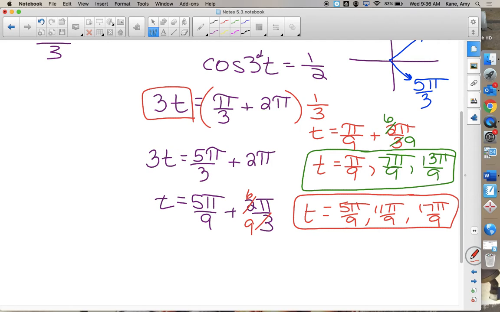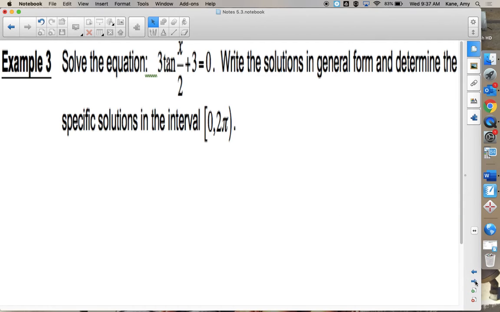Do we have to check? No, you don't have to check these. Phew. The only time you have to check is when you square both sides. Okay, there you go. No, not with the multiple angle. All right, so let's look at the next one to answer Hannah's question. Will you ever have fractions? Yes.